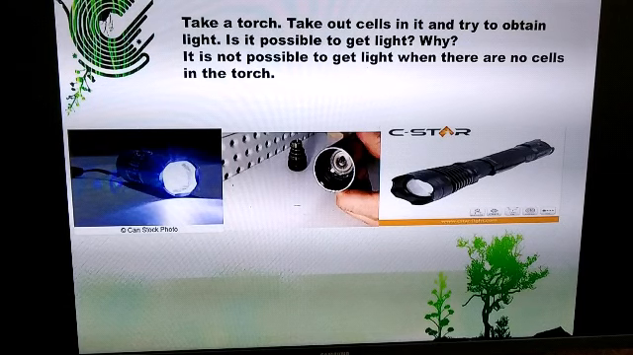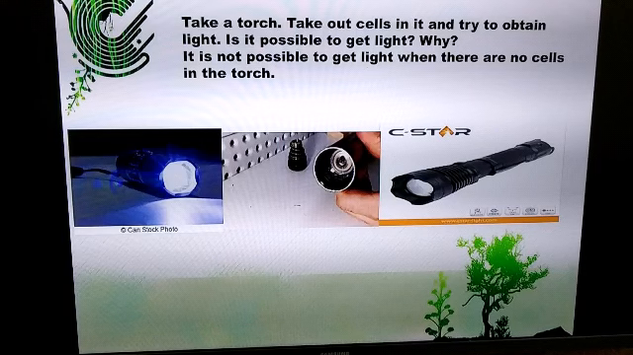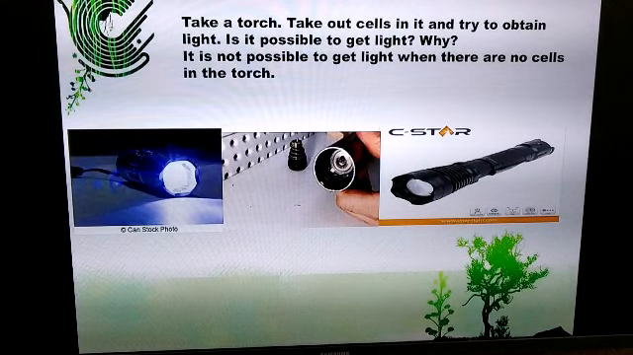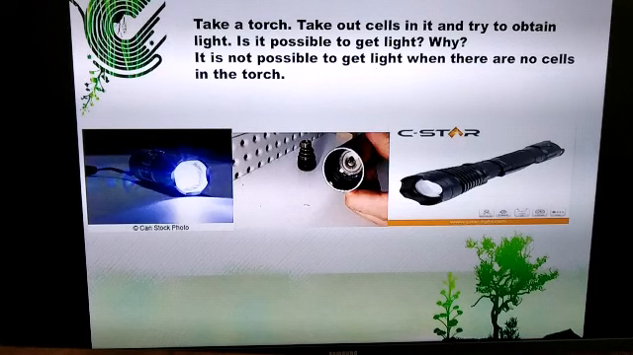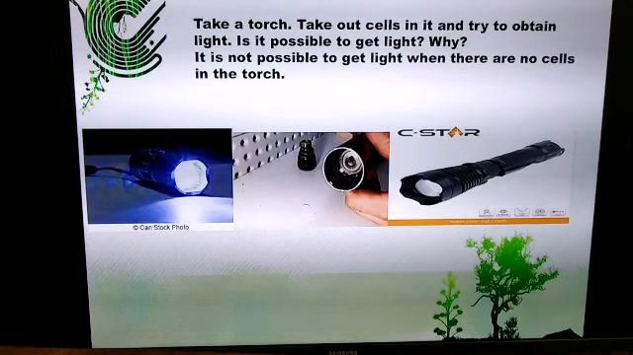So let us try to understand the many concepts that are related to current electricity. We will begin this chapter with a small activity. Take a torch and press the switch of the torch. You see that the torch glows, or the torch gives out light.